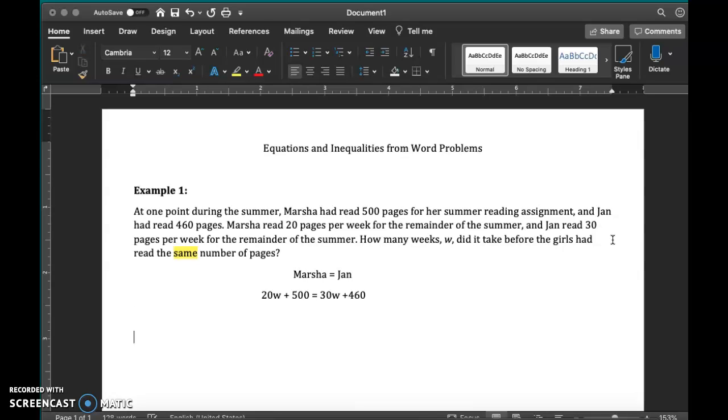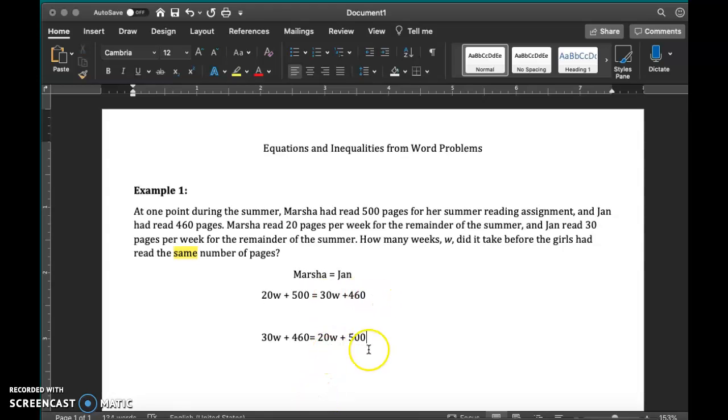Now, if you're looking at answer choices for something like this, would it be okay to pick an answer choice that has 30W plus the 460 equals 20W plus 500? Absolutely. We need to again remember that these two sides are the same. So it doesn't matter really which one I put on the left or the right. The point is that the 20 is what's changing over and over, so that goes with the variable, and the 500 is the constant. Same concept with the 30 and the 460. So either of those would be accurate.